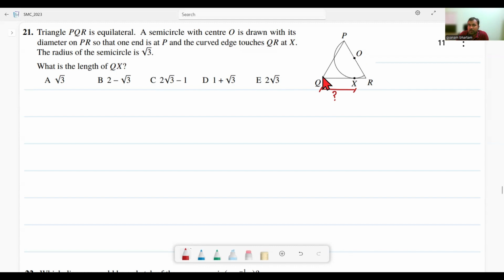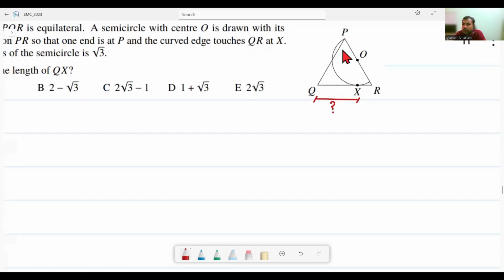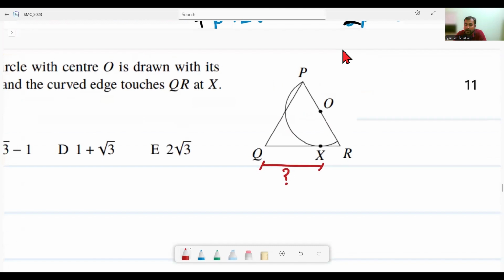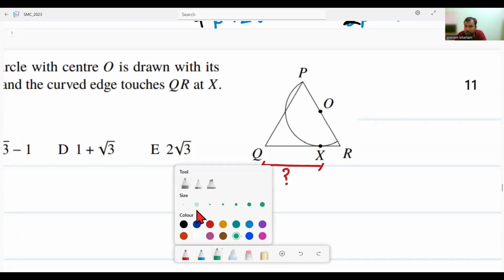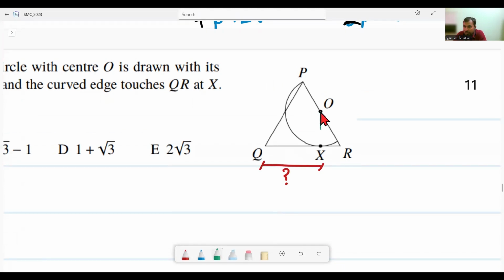Now, what we can do, let's go with the diagram first, and how we can find the length or anything similar. We'll just draw a perpendicular. Why is this going to be a perpendicular?